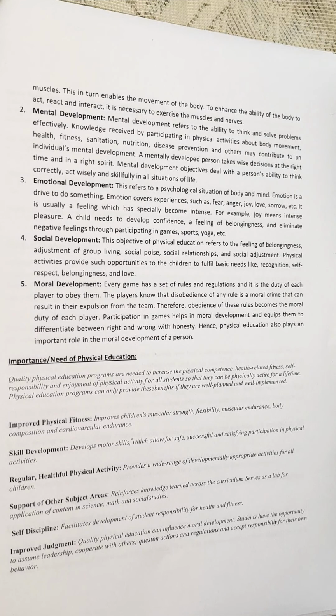Third is the emotional development. First, we have seen the motor development, then mental, emotional, social, and moral development. ये सब development होती है सिर्फ physical activities से. So let's start from today only, okay? Yeah. Number third is emotional development. This refers to a psychological situation of body and mind. Emotion is a drive to do something. Emotion covers experiences such as fear, anger, joy, love, sorrow, etc.